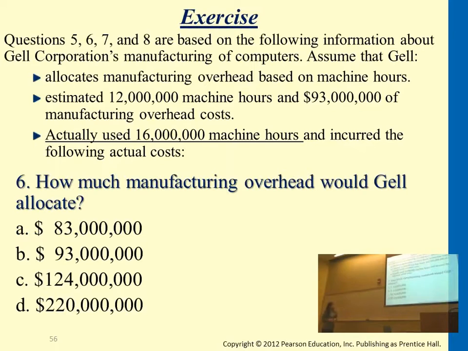The next question is also based on this information, but now it's asking how much manufacturing overhead the company would allocate to this job. How would you get to this answer? You take the rate and multiply by the actual hours incurred. So anybody has this answer? 124 million. You have the rate, you multiply by the actual hours, and you will be able to get the allocation. Again, this is an estimation of the indirect cost for this job, $124 million.